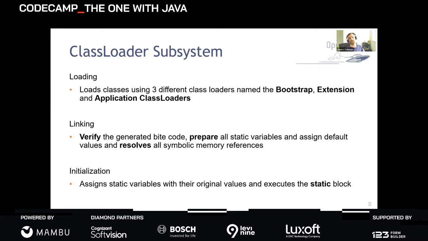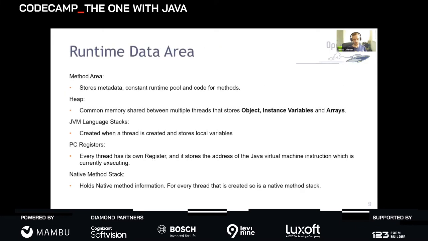And then finally, you have initialization, which assigns static variables, get the word right there, with their original values and executes the static block. So like I said, the runtime data area is really there for storage. The method area stores metadata, constant runtime pool and code for your methods. The heap is kind of like a shared storage. So it's shared between multiple threads and that stores stuff like objects, instance variables and arrays.